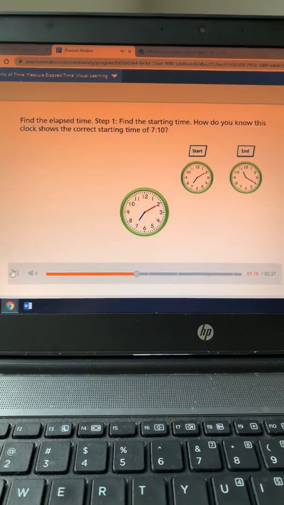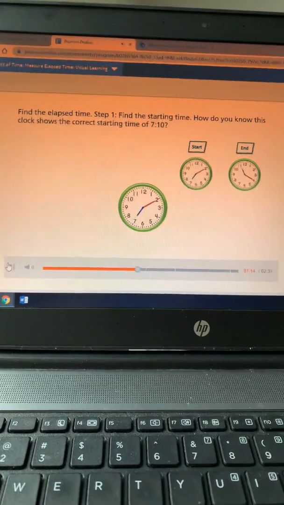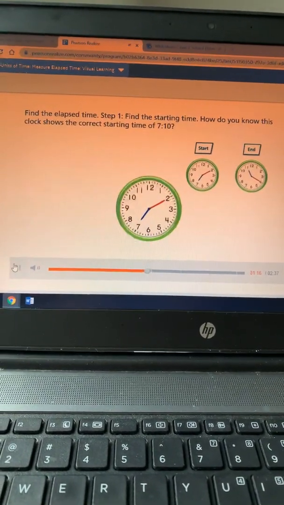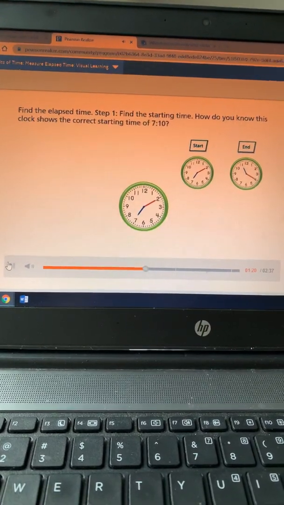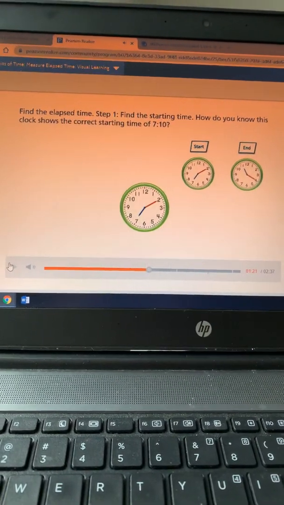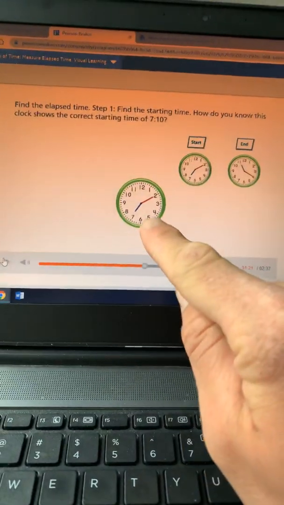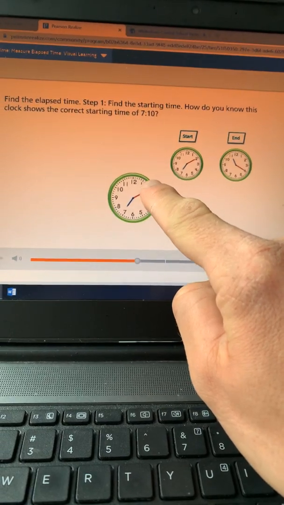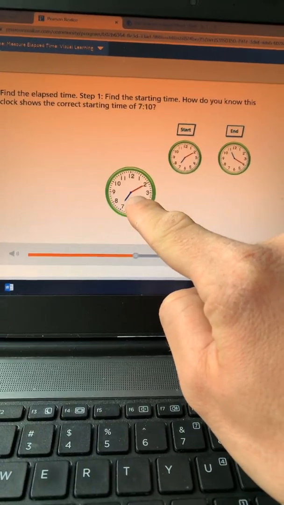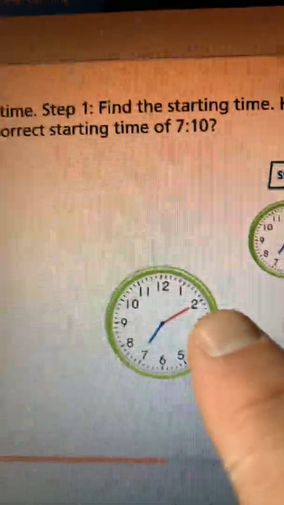Find the elapsed time. Step 1. Find the starting time. How do you know this clock shows the correct starting time of 7:10? All right, so this is the starting time. Remember, the red hand, the longer hand, is minutes. That's at 10 because 5, 10. And the hour hand is the blue one. It's shorter. That's at 7. So it's 7:10.